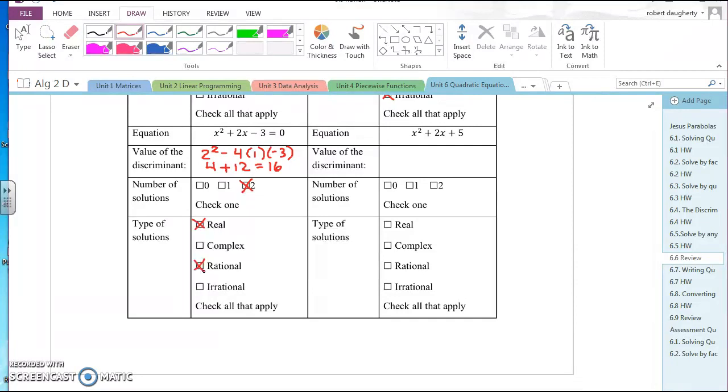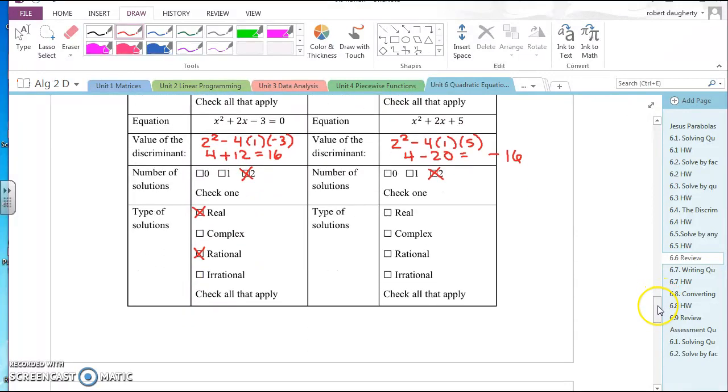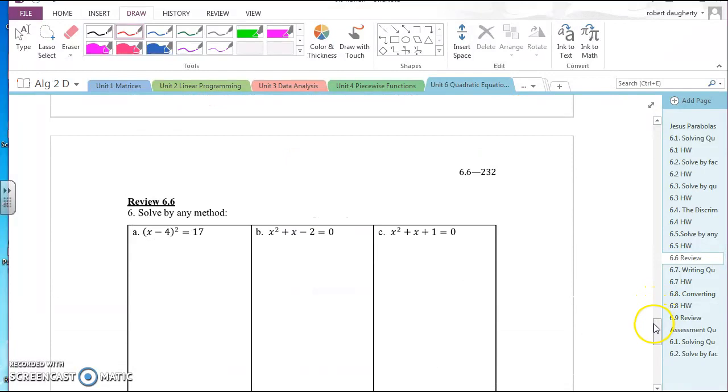The next one here, if I look at this, b squared, so that's 2 squared minus 4 times 1 times 5. So this is 4 minus 20, which is minus 16. So when I take the square root of minus 16, I'll have plus or minus square root of minus 16. I will get two answers, and they will be complex numbers. Okay, so that's just properties of the discriminant.